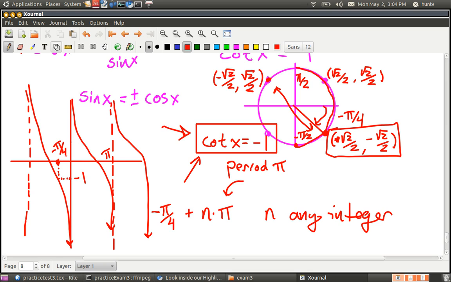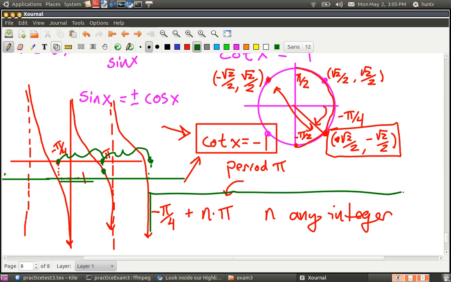Alright, and then it's periodic with period pi. So the other solutions are just this one plus a pi gives you another one here. Then plus a pi gives you another one here. And that's where they all come from. You can see that this is going to generate all of them. If you were to look at where this line at negative 1 intersects all the cotangents, it's going to be exactly at all these green dots. So this is the solution. And that's the end of the problem.